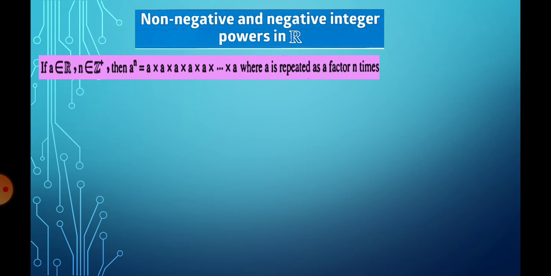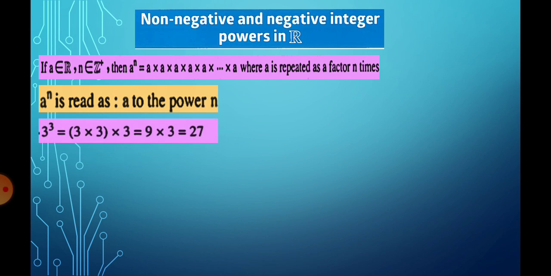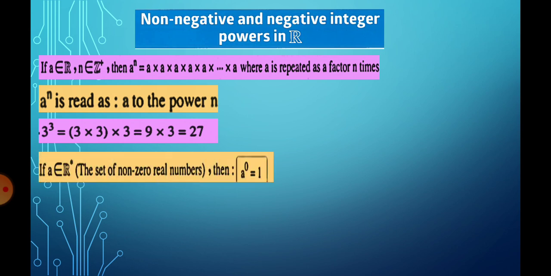If a belongs to R and n is a positive integer, then a to the power n means multiply a by itself n times. So a to the power n equals a times a, n times. It is read as a to the power n. For example, 3 to the power 3 means multiply 3 by itself 3 times: 3 times 3 times 3 equals 27.